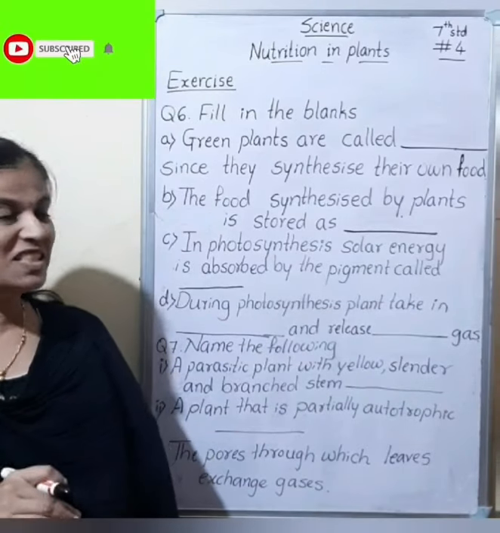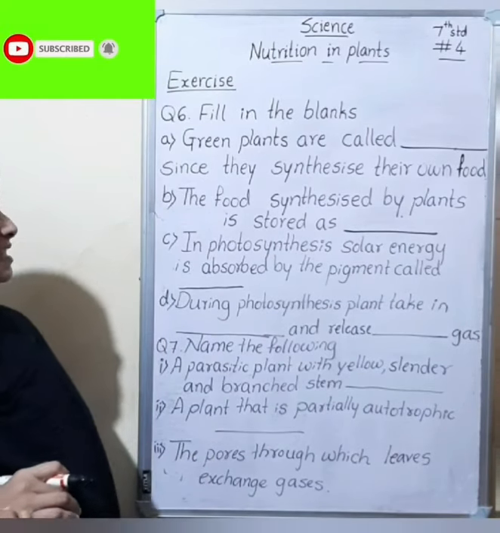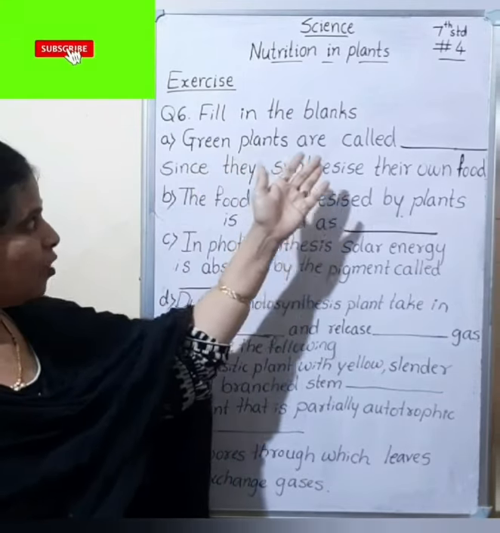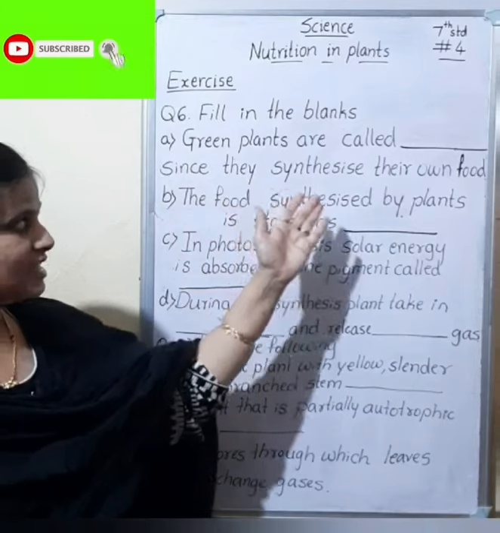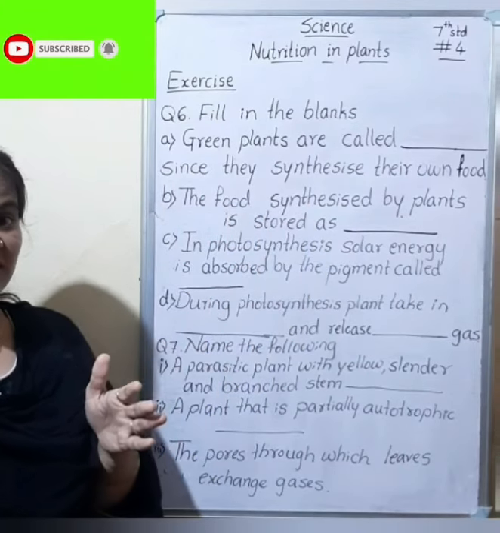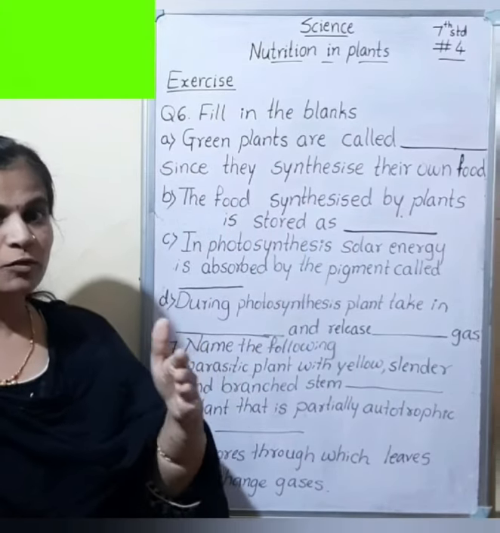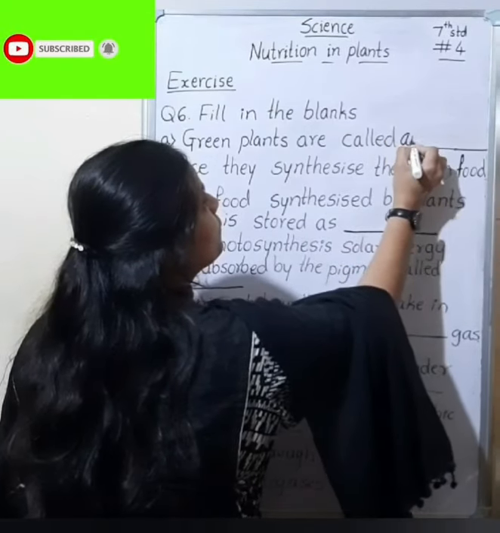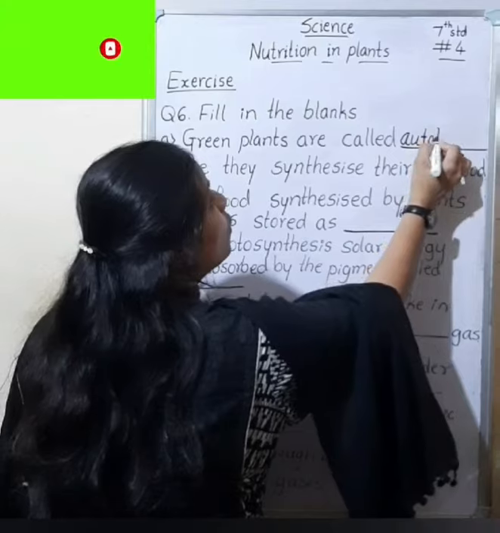So let's go with the sixth question, fill in the blanks. Let me read out the first fill in the blank. Green plants are called dash since they synthesize their own food. So what's the answer? What do we call those which prepare their own food? Yes, of course, autotrophs.